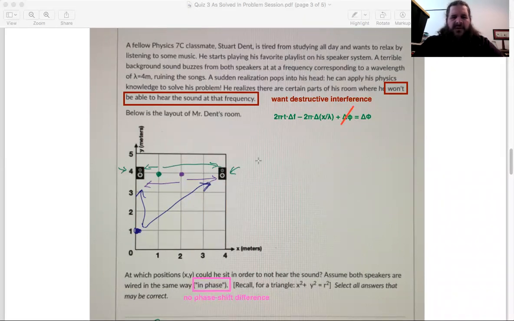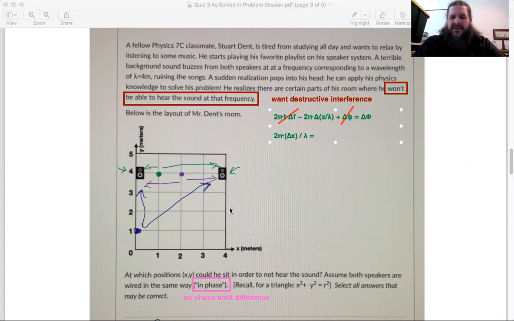Also, we know that the two speakers are playing the same pitch, the same sound, so there's no difference in frequency. The only difference we have to care about is this 2 pi delta x over lambda. So this simplifies greatly. We can say this is just 2 pi times, also the wavelength is the same, so we can factor that out. We just have delta x over lambda. There's no phase shift difference.